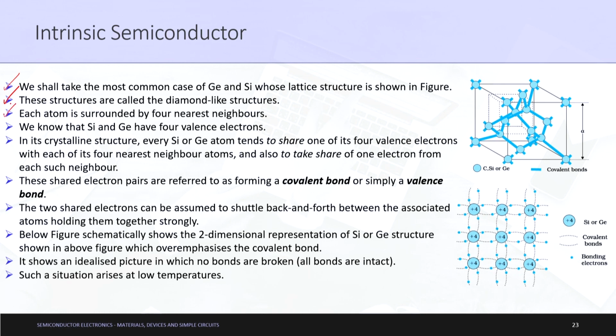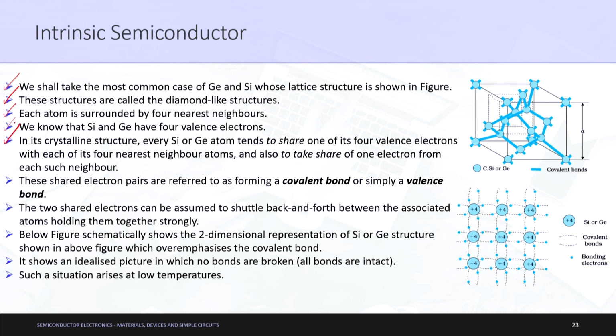So we know that silicon and germanium have 4 valence electrons. This has already been explained in the previous chemistry part of this lecture. In its crystalline structure, every silicon or germanium atom tends to share one of its 4 valence electrons with each of its 4 nearest neighbor atoms, and also to take a share of 1 electron from each such neighbor.